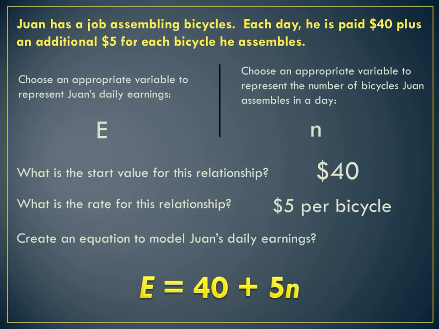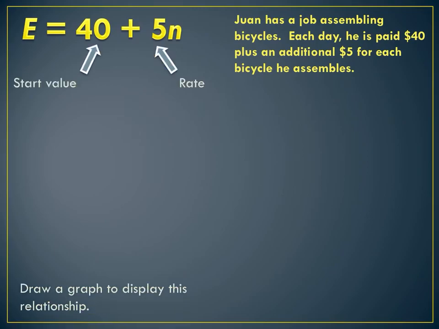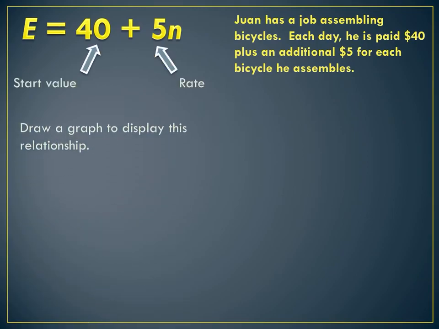So what we get here is an equation. He starts off with $40, plus he gets more. He gets $5 times the number of bicycles. You can imagine using this equation to go, okay, let's say he made 10 bicycles. Well, he'd get $40 plus 5 times 10. If he made 20 bicycles, I don't know if that's possible, but he'd make $40 plus 5 times 20. So it's always 40 plus 5 times the number of bicycles he makes.